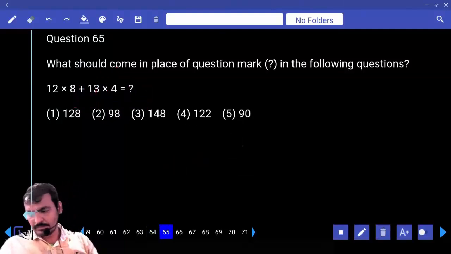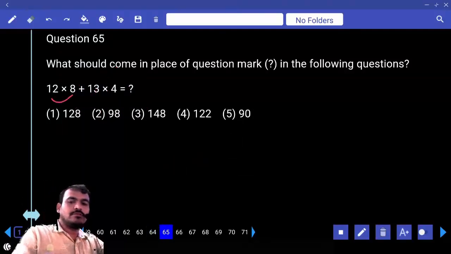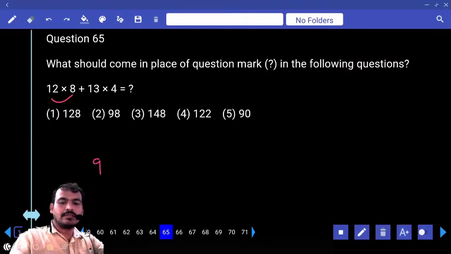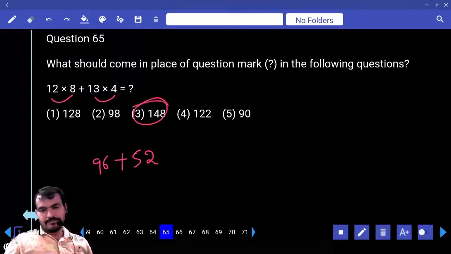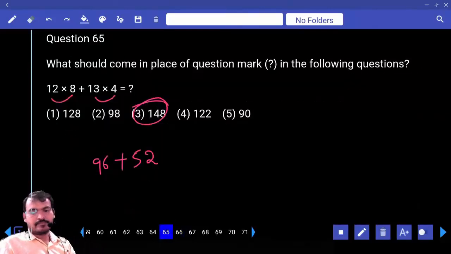65. 12 8s, how much? 96. 13 4s, 52. Both are added, 148. Which option? Third one. Okay.